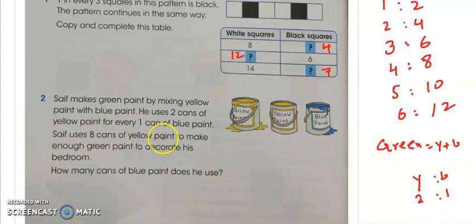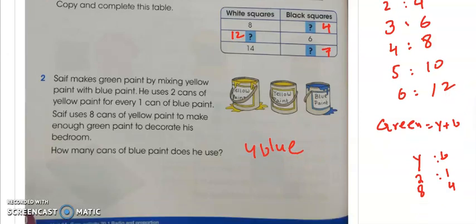Saf uses 8 cans of yellow paint to make enough green paint to decorate this. So how many cans of blue paint does he use? We need to look here again. The yellow is double the blue. As he is using 8 yellow cans, the blue will be half of the yellow. So we'll use 4 blue cans. It means he will use 4 blue cans to make it.